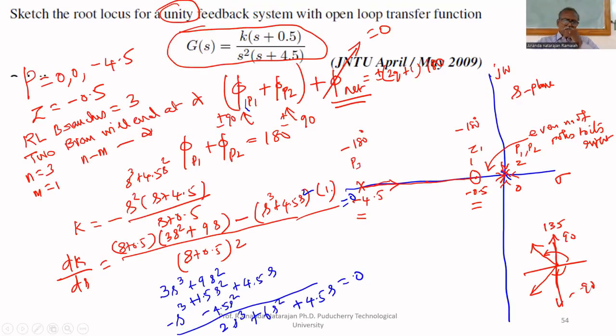2s cube plus 6s square. Find the roots. You can take s outside. s multiplied by 2s cube plus 6s plus 4.5 equal to 0. Find the roots. The roots are s equal to 0 and minus 1.5, comma minus, again 1.5.